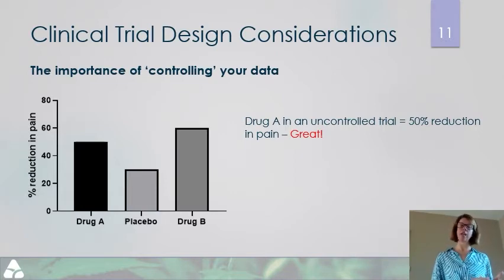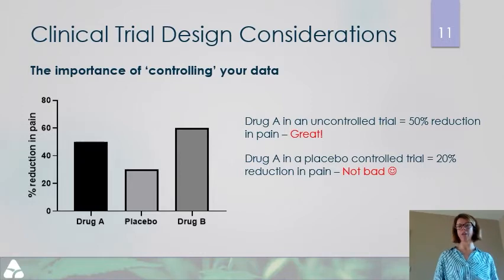Now, what if you had done a controlled study and you had a placebo group, and actually the placebo group had a 30% improvement in pain, a 30% reduction in pain. So then actually what you're doing is you're looking at the difference between the placebo and drug A, and all that drug A did was cause an additional 20% reduction in pain. But actually that's not bad. I would take a 20% reduction in pain if I had a chronic pain disorder. So you would still think, okay, my drug is good.